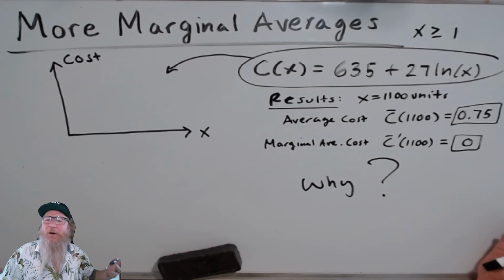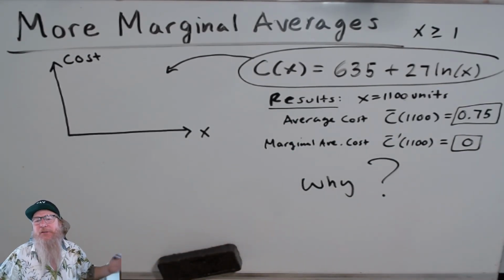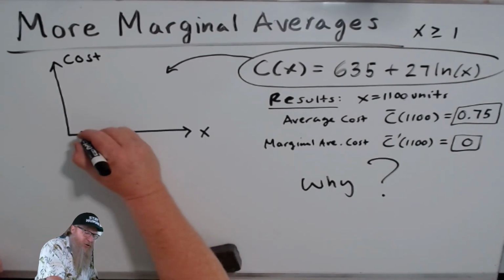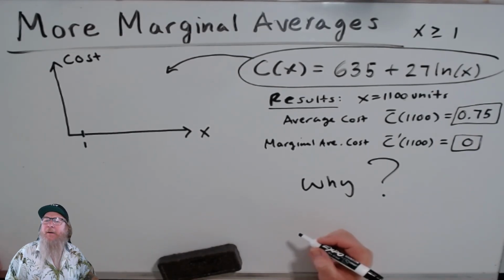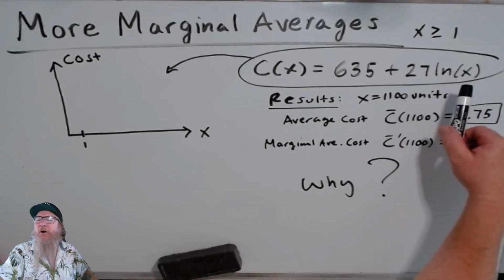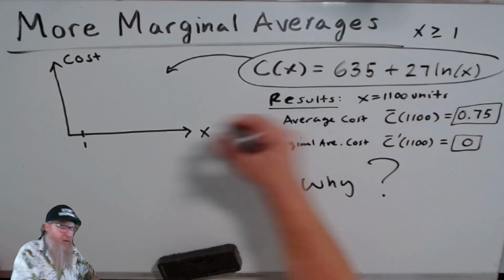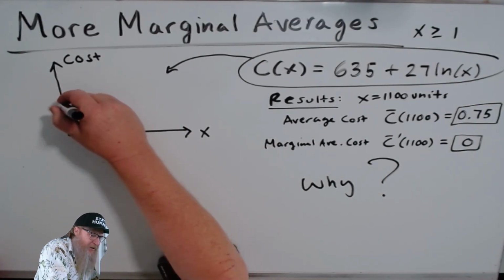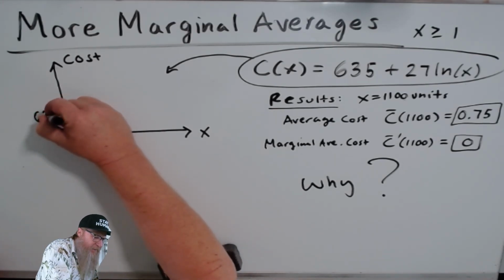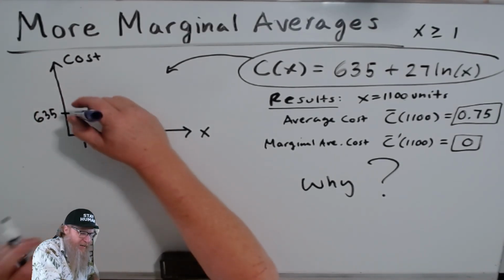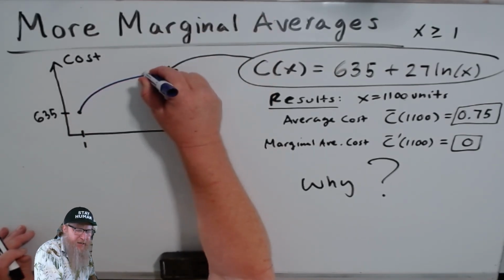We've seen some examples where even if you produce nothing, you still have a fixed cost. This charges you only when you make the first unit. So we'll call that x equals 1. A quick calculation, if you recall, the ln of 1 is 0. 27 times 0 is 0. So that would be $635. I'm not going to draw this to scale. That would be the cost of 1 unit. And then traditionally, linear cost would go straight up, but this cost kind of goes like this, right?